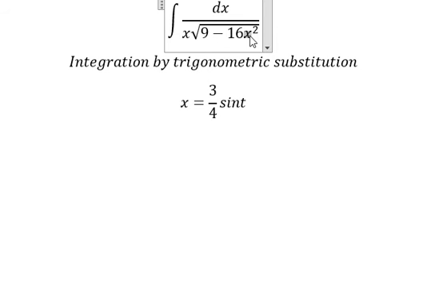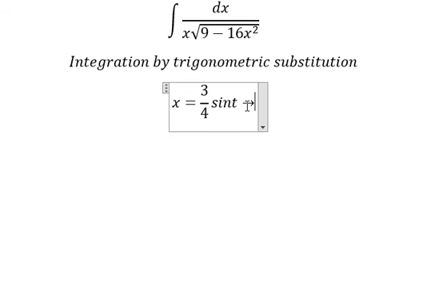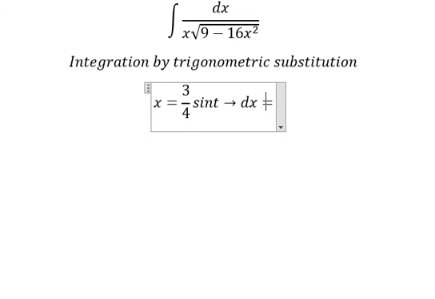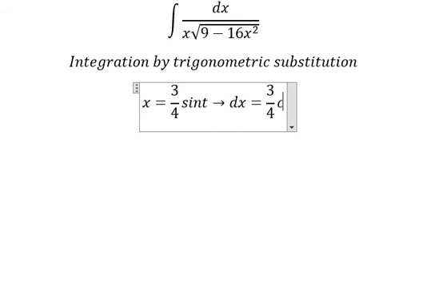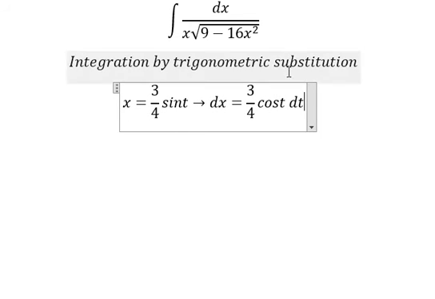1 minus sine t squared. After doing factorization we change it to cosine t squared, and later we simplify the square root, and later we simplify by ds. We first take the derivative of both sides, and you get 3 over 4 cosine t dt.